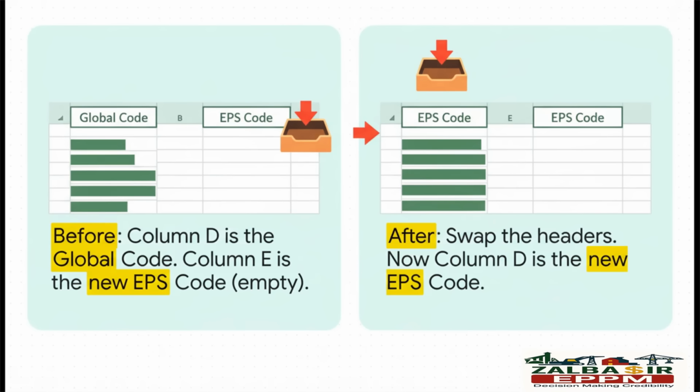Open up that Excel file you just created. You'll see one column filled with your data and one that's empty. All you have to do is swap the column headers. That's it. That's the whole move. You're basically tricking P6 into thinking the data in the old column now belongs to the new one.